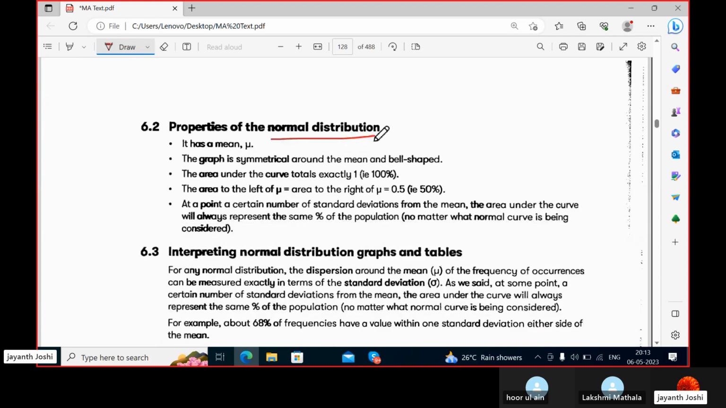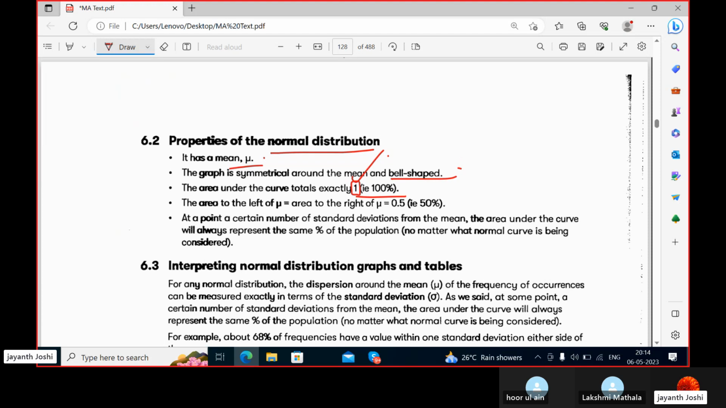What are the properties of a normal distribution? It will have an average, and it's a bell-shaped curve. 100% of data should lie under it, and that entire 100% area shows the probabilities of all the outcomes. That should be exactly equal to 1. 50% is on the left and 50% on the right, and this is the standard deviation here.